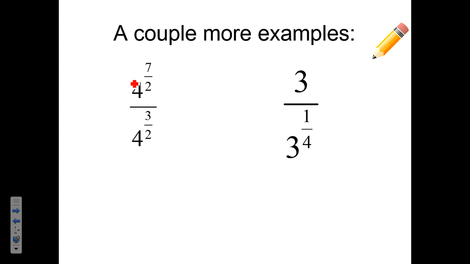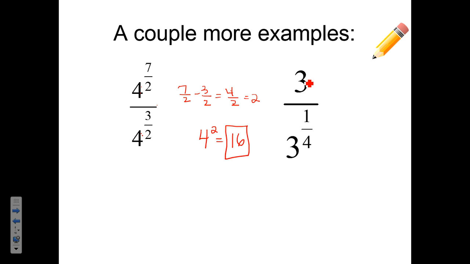You're just going to be looking for, what do I do? I have a division sign. I have two of the same bases. What can I do to the exponents? I can subtract them. So 7 halves minus 3 halves would be 4 halves. 4 divided by 2 would be 2. This would be 4 to the 2, which would be 16. A little bit different because I don't have a negative here.